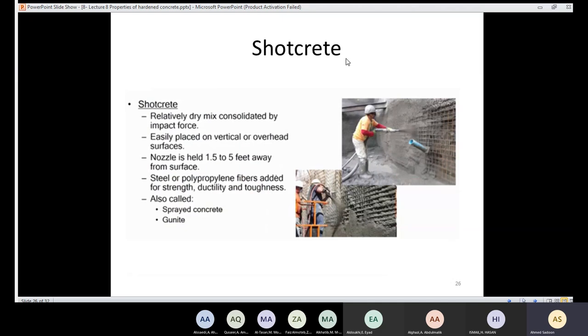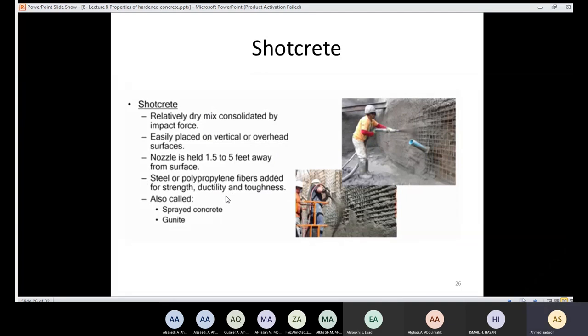Then we have the shotcrete. The shotcrete is a relatively dry mix, and is consolidated by impact force. Like you can see this man here, they are going to use this hose here, and it has a nozzle. Because of that force, the distance between here and here is going to help the concrete to be compacted. And it's relatively dry. And this one is good to place the concrete on vertical and overhead surfaces. If you are working in a tunnel, then using the shotcrete is a good option for you, because it's difficult for you to use the formwork in order to cast the concrete. And the nozzle here is going to be held between 1.5 to 5 feet away from the surface. Steel or polypropylene fibers are added for strength, ductility, and toughness.